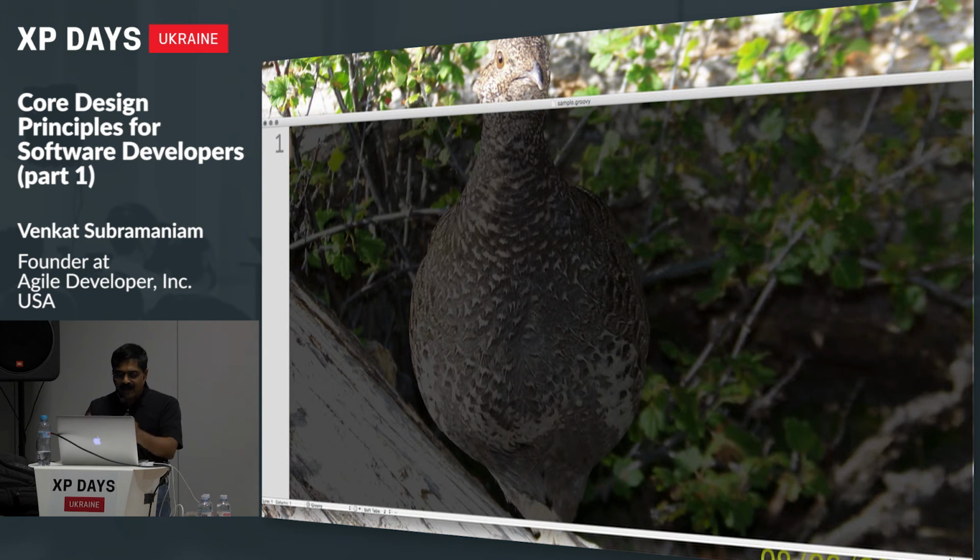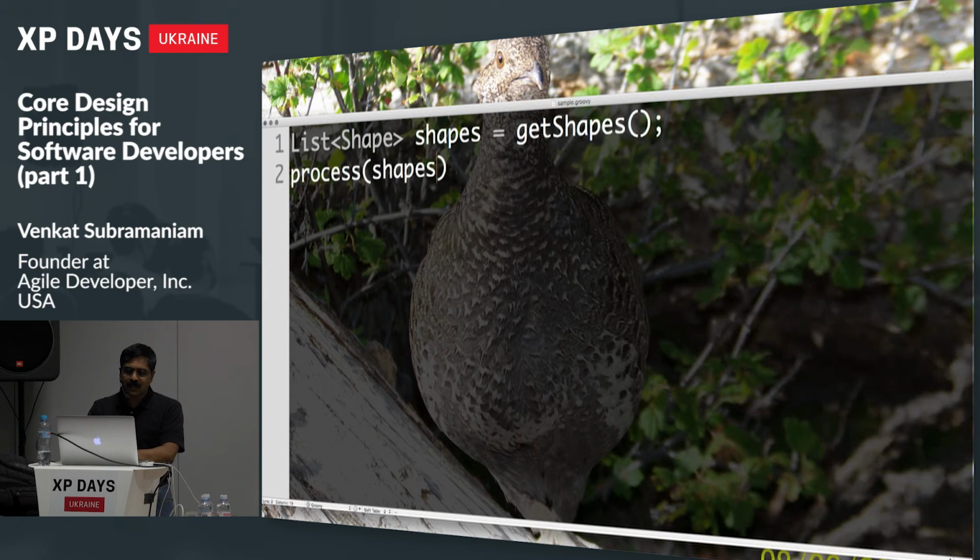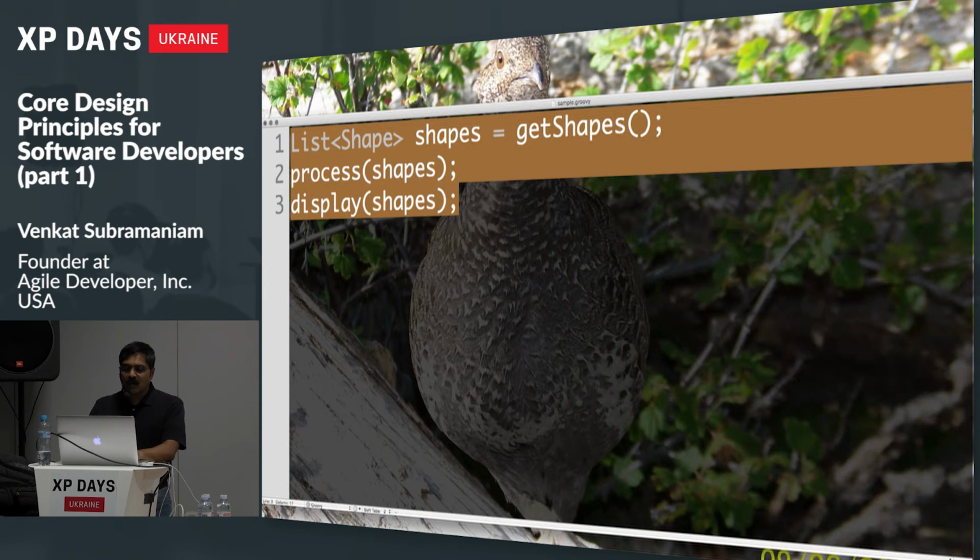A few months ago, we were looking at an example code, and the code did something like this. It said list of shape, for example, just as an example here, and then it said shapes equal to get shapes. Then we had to process the shapes, so process shapes, and then it said display shapes. So it was kind of code like this. And this was all within one function, by the way. And one of the developers looked at this and said, oh, this code fails single responsibility. And I was like, wow, how could this code fail single responsibility? And he said, because this code is doing 3 things.